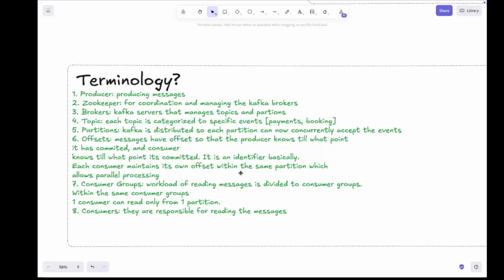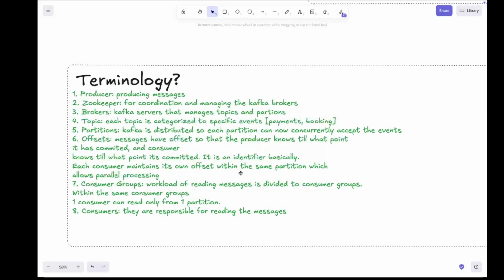Then you have consumer groups. Obviously if you have a single consumer, it's not going to work out, right? Because the volume is high. So you need multiple consumers, and you put all those consumers in a single group, that is a consumer group, so that the workload of reading the messages is divided and parallelism is also achieved. That is the purpose of consumer groups.